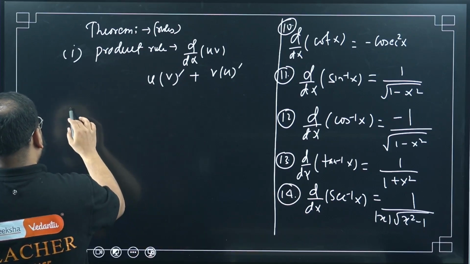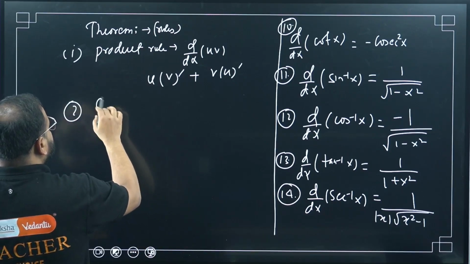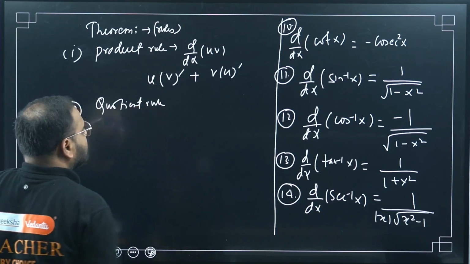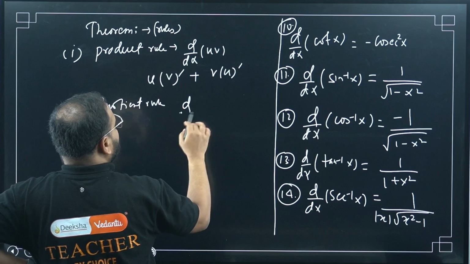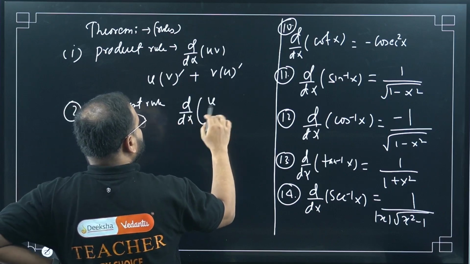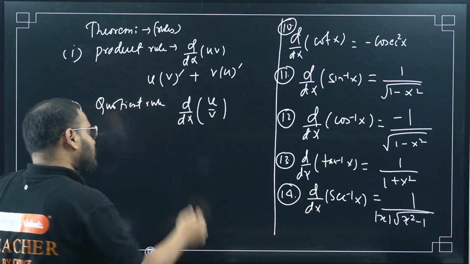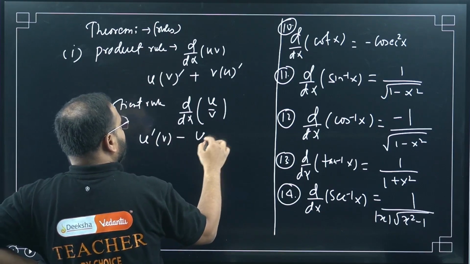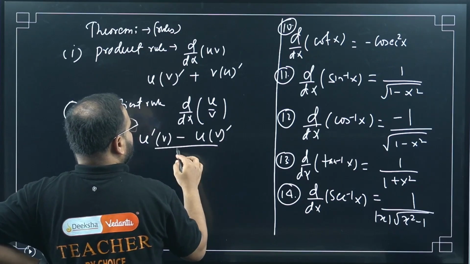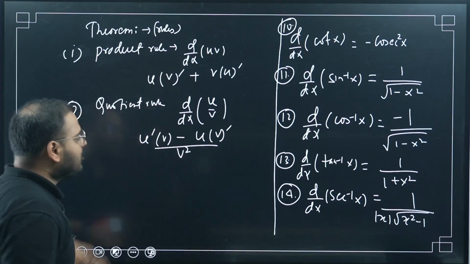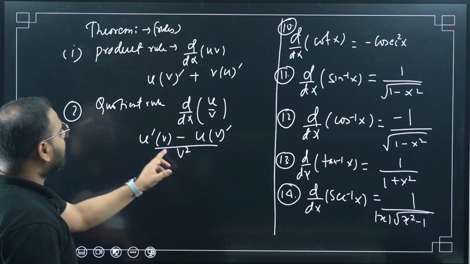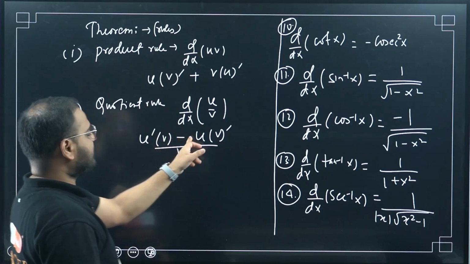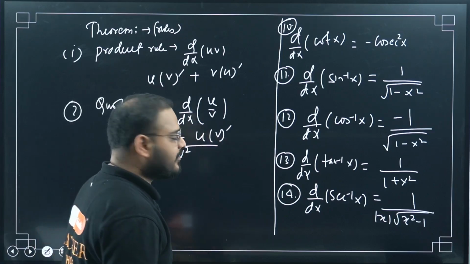Next one, quotient rule. Quotient rule is what? So d by dx of u by v: what are you going to do first? Differentiate u, keep v as it is, minus keep u as it is and differentiate v, divide by v square. The denominator will be squared over here, and you will do the first u derivative, keep v as it is, take a minus sign, keep u as it is and take the derivative of v.